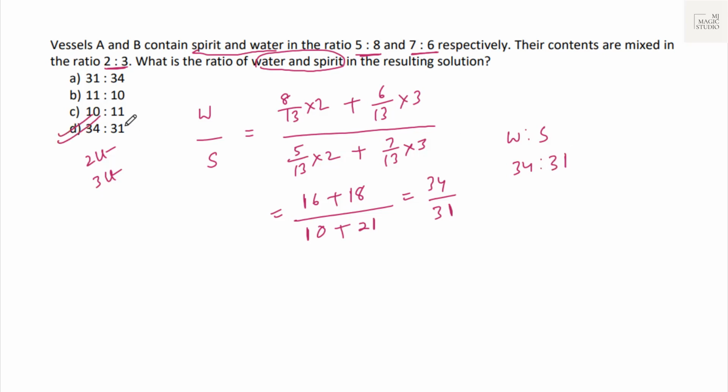What you need to watch carefully is that 31:34 is also given, which might happen if we are not concentrating on water and spirit. If we just look at spirit and water, we might end up getting the answer 31:34. But mind it, they are asking the water and spirit ratio. So it is 34:31. Option D is the pick.